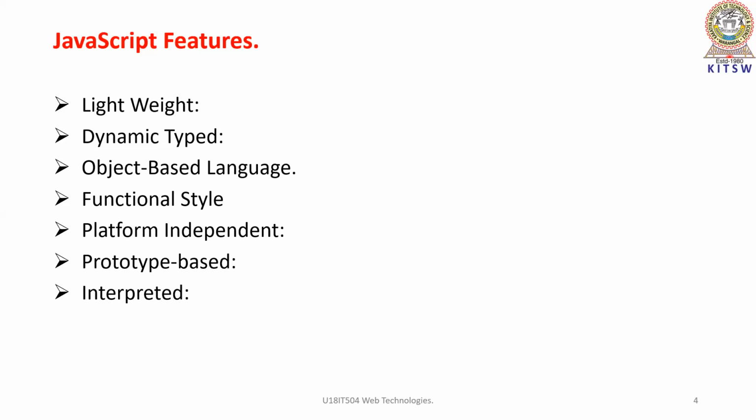Interpreted. JavaScript is an interpreted language, which means the script written in JavaScript is processed line by line. These scripts are interpreted by the JavaScript interpreter, which is a built-in component of any web browser.